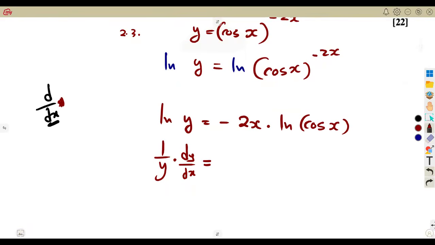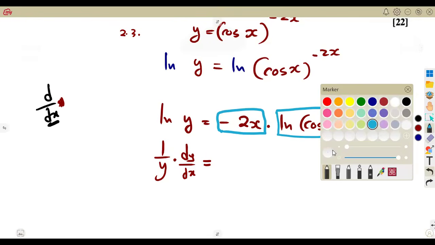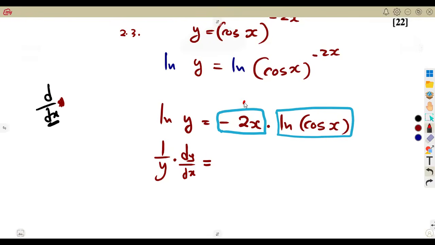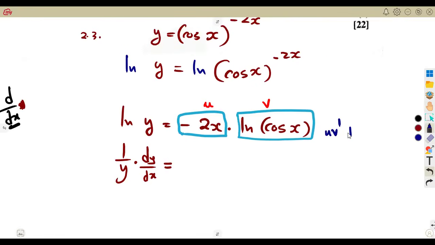But these are two terms to be considered. The minus 2x is a term on its own. The ln cos of x, this one is a term on its own. So meaning to say, we are going to consider the product there. This is your u, this is your v. Product rule. How do you differentiate under product rule? u, the first derivative of v, plus v, the first derivative of u.